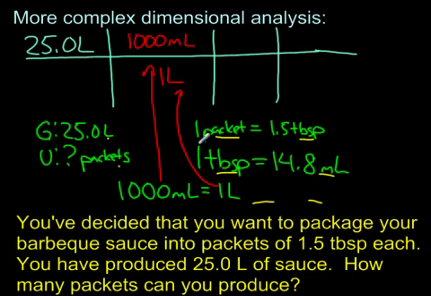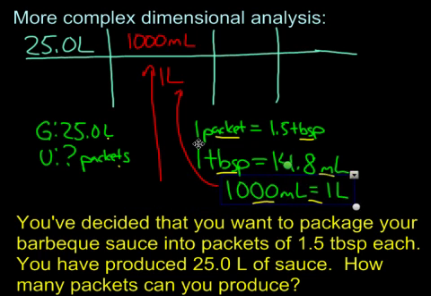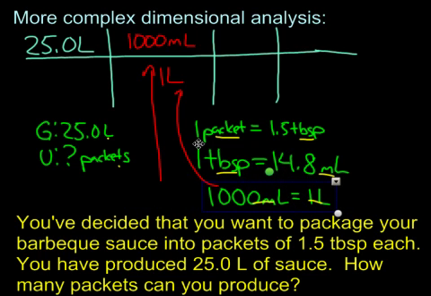So since my given is in liters and I want to cancel that out, I'm going to put 1 liter on the bottom, 1,000 milliliters on the top. Okay, so that's conversion factor number 1. That's sort of like what we did in the last section in the simple conversion factors. Here's where it gets a little bit more complicated.